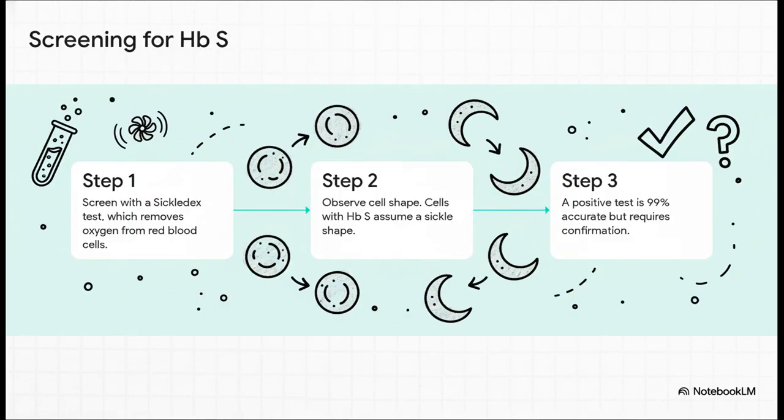Now, the first step in the lab is often a simple screening test, something like Sickledex. What we do is create a low oxygen environment for the patient's red cells. If hemoglobin S is there, those cells will literally twist into that sickle shape right on the slide. It's an incredibly accurate screen, but, and this is a big but, you have to remember its limitation. It tells you HbS is present, but it doesn't tell you how much.